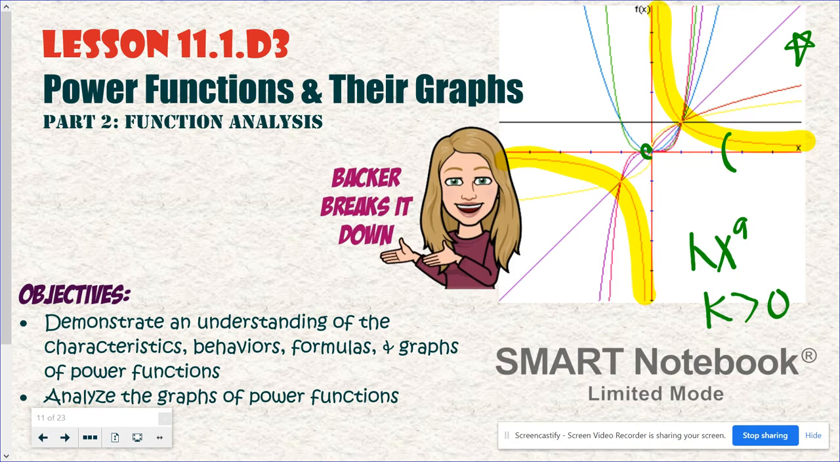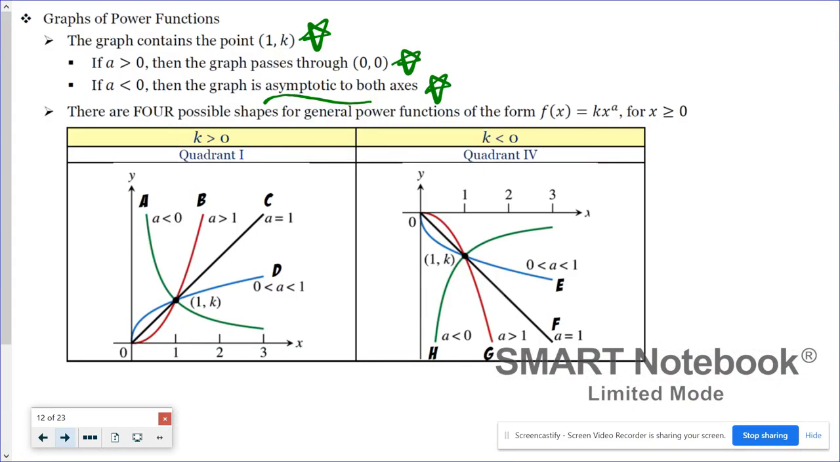Basically, it'll do one of two things. It'll pass through (0, 0), or it'll be asymptotic, and it's all very much dependent on the value of a. a is your exponent. So if your exponent is positive, your graph will pass through (0, 0). And if your exponent is negative, then it's going to be asymptotic to both axes.